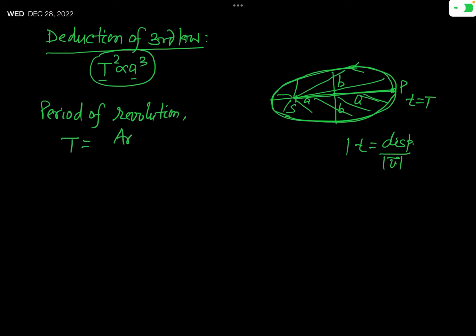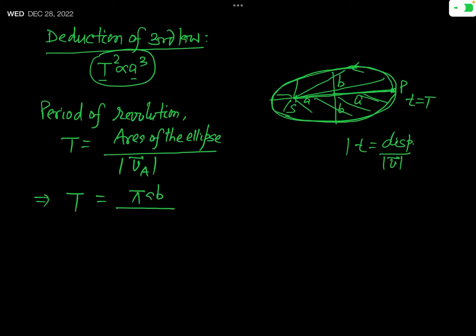This is the area of the ellipse, divided by the modulus of VA. VA means areal velocity. And you know that the area under this ellipse will be what? This is pi AB. This is just a simple formula for the area of an ellipse.